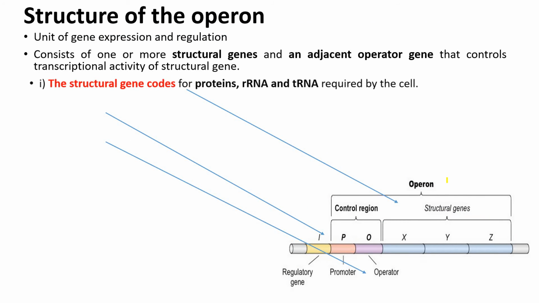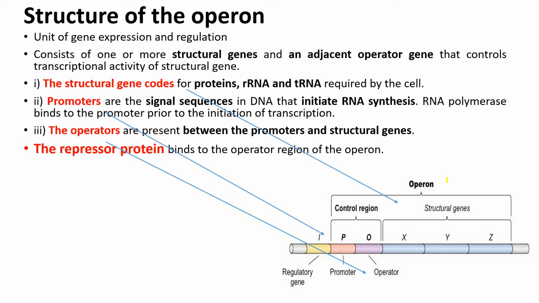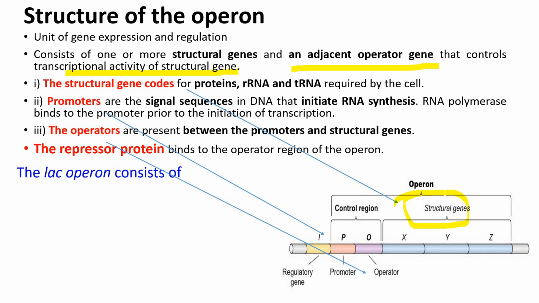The structure of the operon. Now we have studied what the components in the operon are. Now we study the structure. The unit of gene expression and regulation is the operon. It consists of one or more structural genes and an adjacent operator gene that controls the transcriptional activity of the structural gene. So this structural gene will be controlled or regulated by the operator gene.